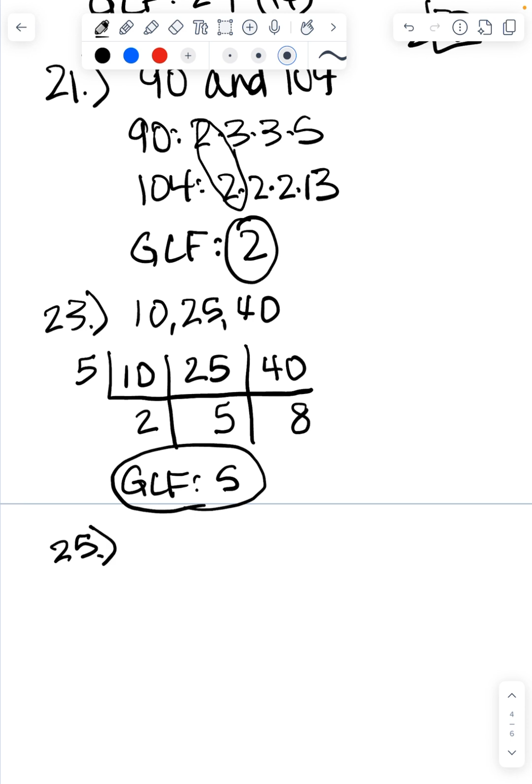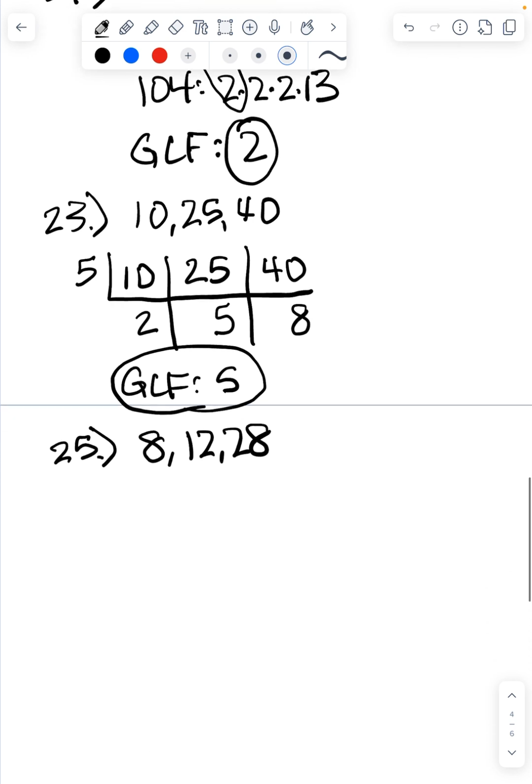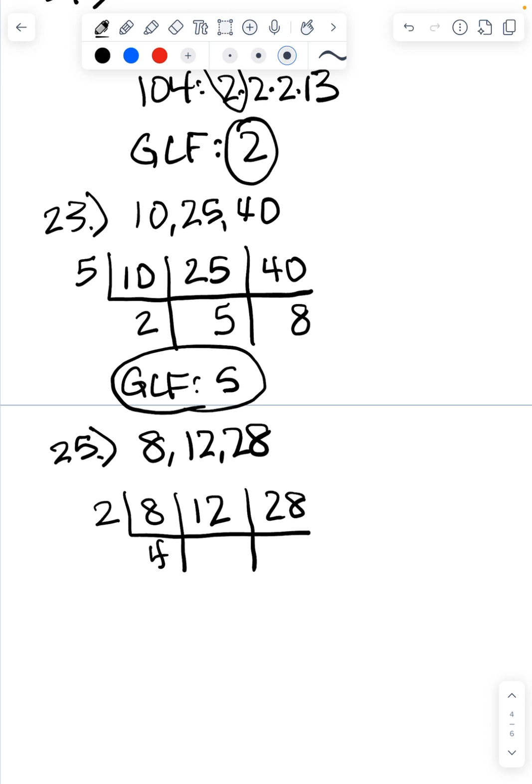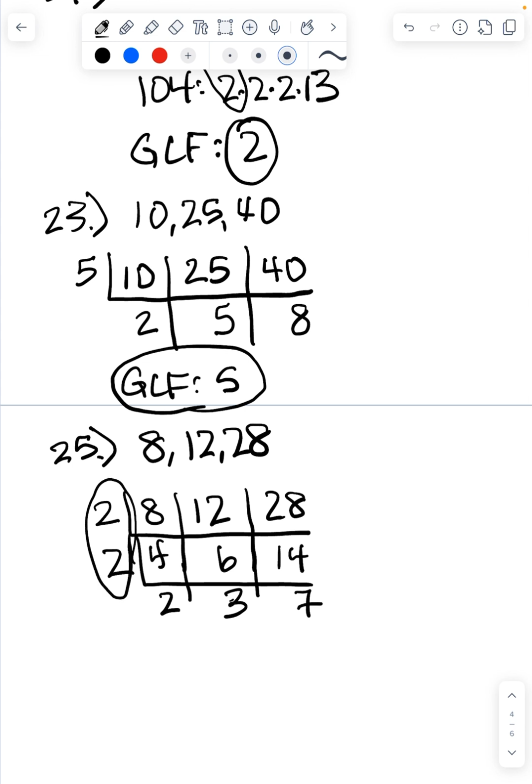Number 25. 8, 12, and 28. Okay, so I'll do a factor ladder again here. You could do them individually. You could do them double, how we were doing them. Smallest prime number that divides out of all 3 is 2. 8 divided by 2 is 4. 12 divided by 2 is 6. 28 divided by 2 is 14. We can do another 2. So 4 divided by 2 is 2. 6 divided by 2 is 3. 14 divided by 2 is 7. So that means we've got GCF is 4.